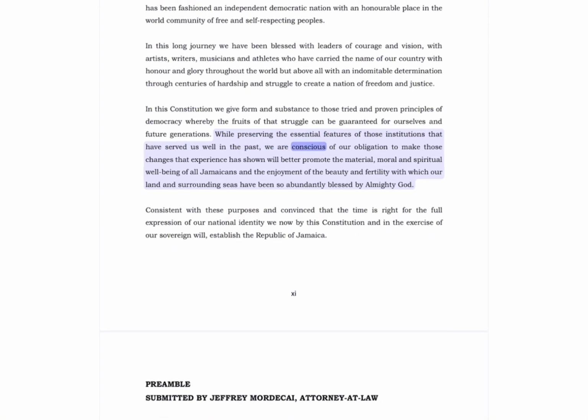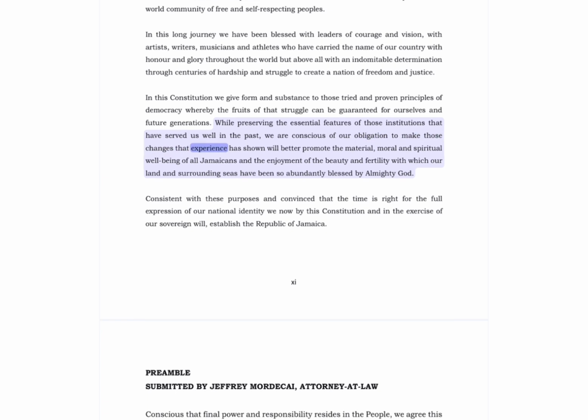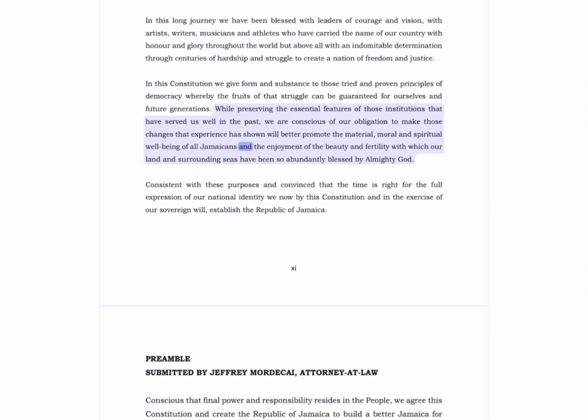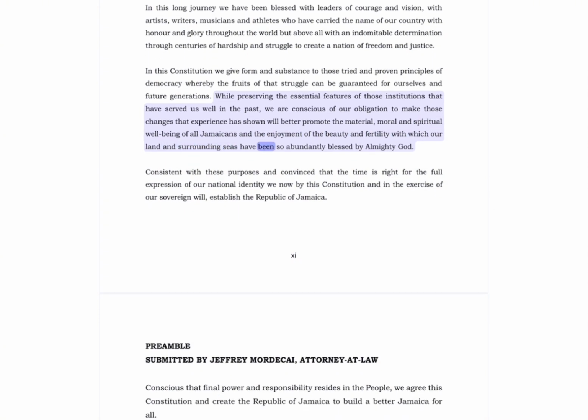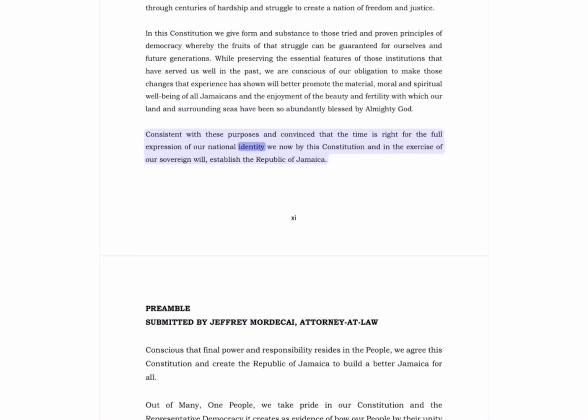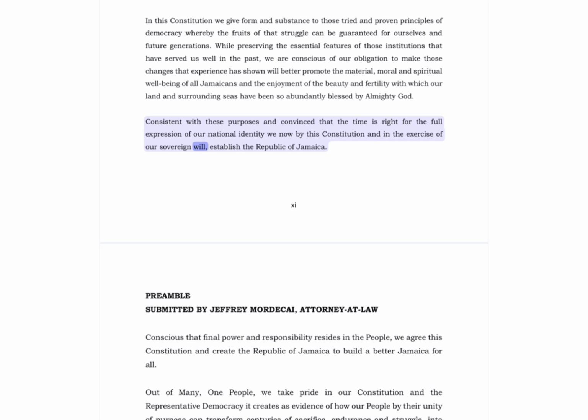We are conscious of our obligation to make those changes that experience has shown will better promote the material, moral, and spiritual well-being of all Jamaicans and the enjoyment of the beauty and fertility with which our land and surrounding seas have been so abundantly blessed by Almighty God. Consistent with these purposes and convinced that the time is right for the full expression of our national identity, we now, by this Constitution and in the exercise of our sovereign will, establish the Republic of Jamaica.